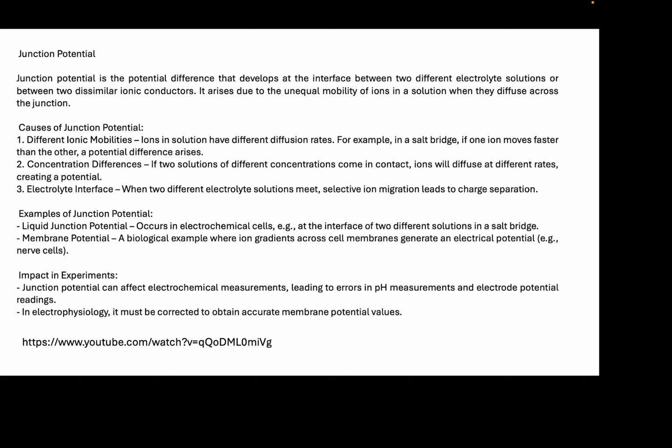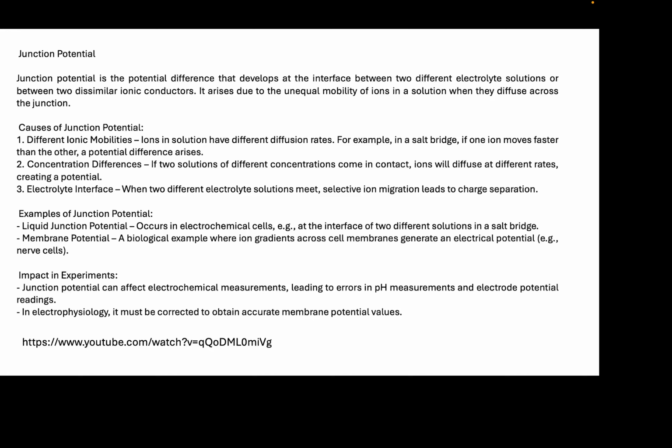First one is different ionic mobilities. Ions in solution have different diffusion rates. For example, in a salt bridge, if one ion moves faster than the other, a potential difference arises. Concentration differences, which we saw in the EMF, okay? If two solutions of different concentration come in contact, ions will diffuse at different rates, creating a potential. Electrolyte interface: when two different electrolyte solutions meet, selective ion migration leads to charge separation and hence creates the junction potential.